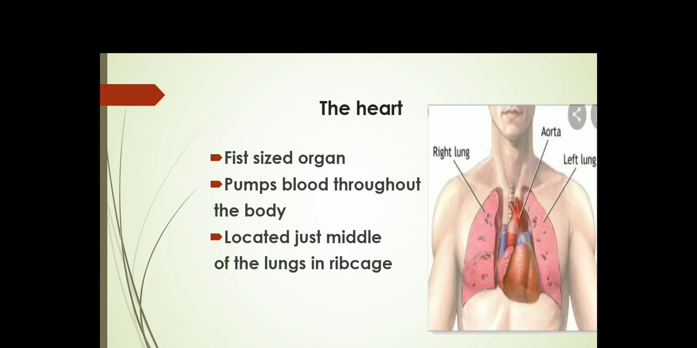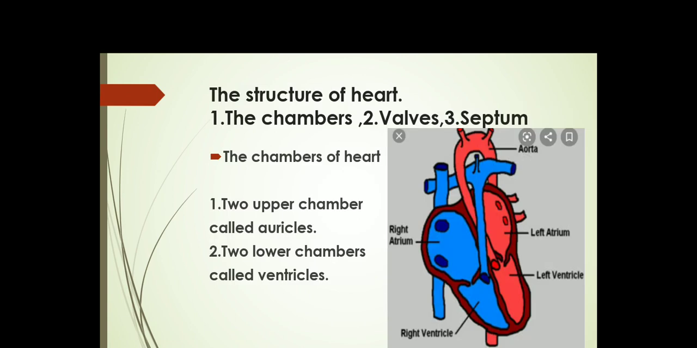Next is the heart. Heart is one of the components of the circulatory system. Heart is a fist size organ. See, it is called a fist size organ. It will pump the blood throughout the body. In the picture you can see it is located just in the middle of the body, between the 2 lungs. Both sides there are the lungs, in the middle there is the heart. The heart and lungs are protected by the rib cage. Next, the structure of the heart.